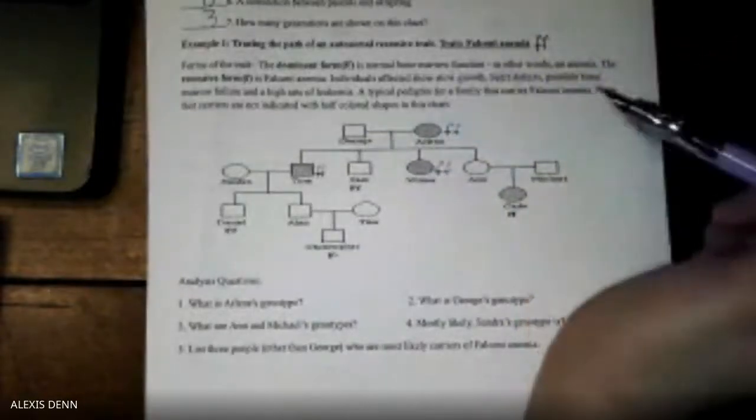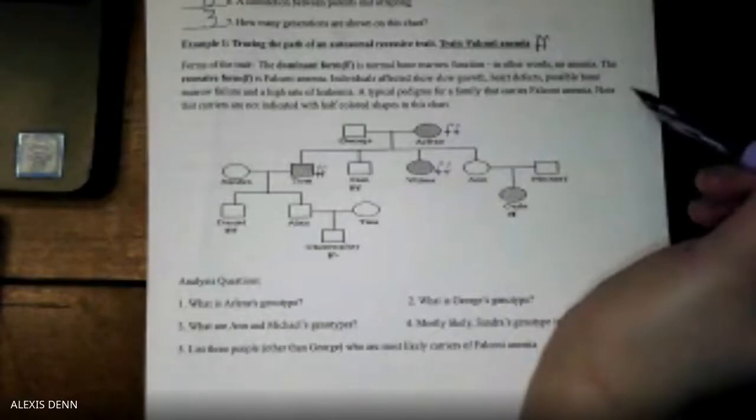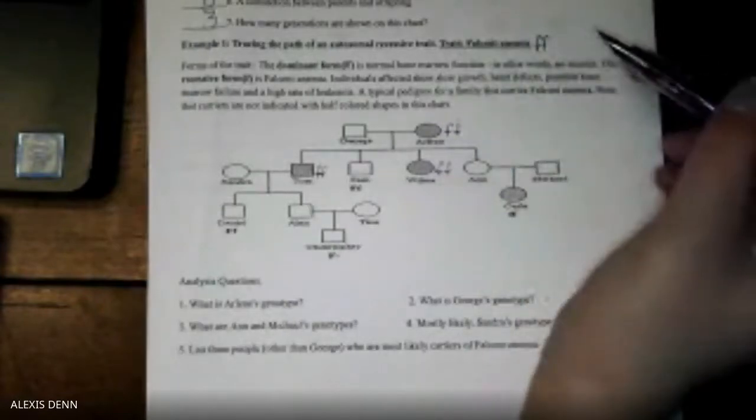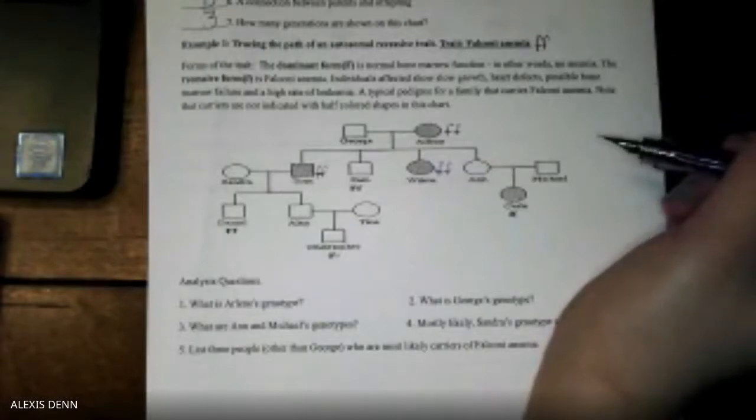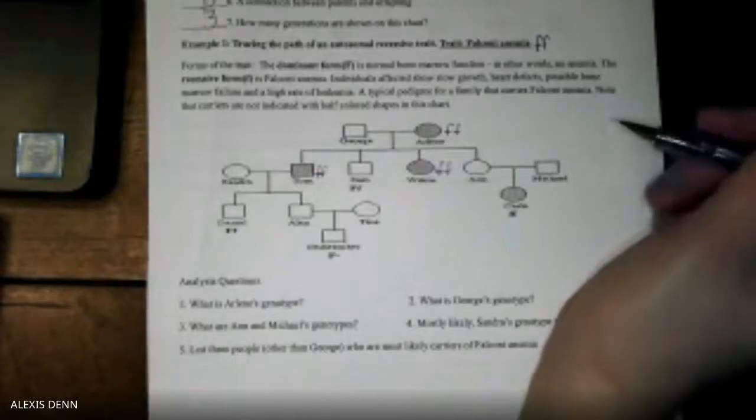The typical pedigree for a family that carries Fanconi anemia. Note that carriers are not indicated with half-colored shapes in this chart. We looked at some pedigrees that show carriers, and that's mostly with sex-linked traits.